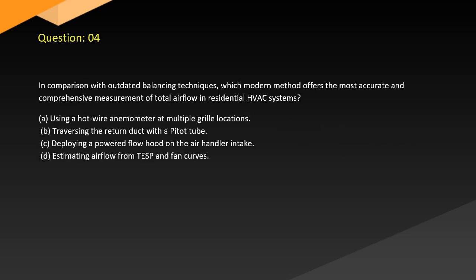Question 4. In comparison with outdated balancing techniques, which modern method offers the most accurate and comprehensive measurement of total airflow in residential HVAC systems? A. Using a hot wire anemometer at multiple grille locations. B. Traversing the return duct with a pitot tube. C. Deploying a powered flow hood on the air handler intake. D. Estimating airflow from fan curves.